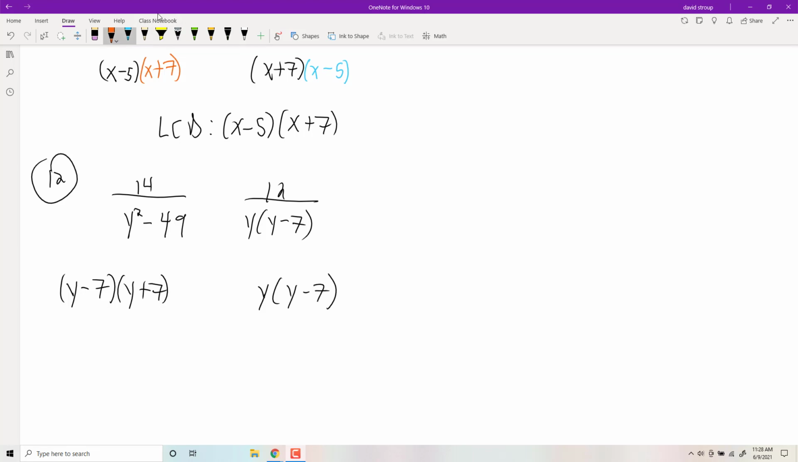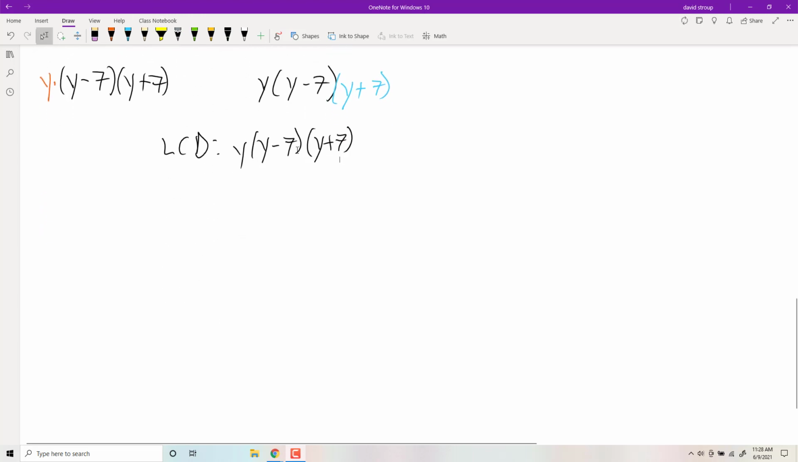Now I'm comparing and contrasting. The first denominator is missing a y, so I'll multiply in a y. The second denominator is missing a factor of y plus 7. So I'll multiply that in. And then finally, you can see your LCD is y times y minus 7 times y plus 7. And that's it. Next.